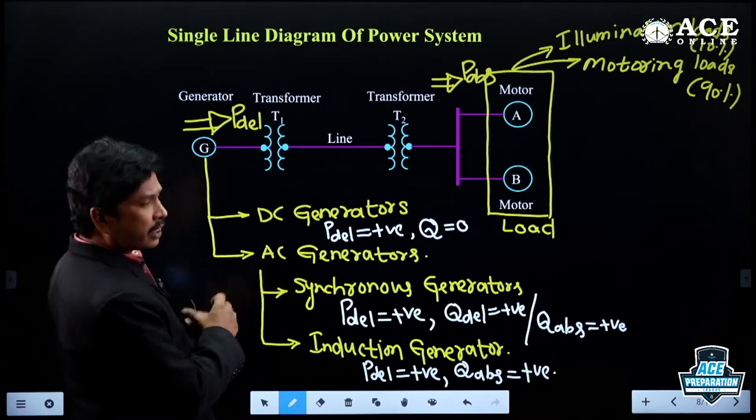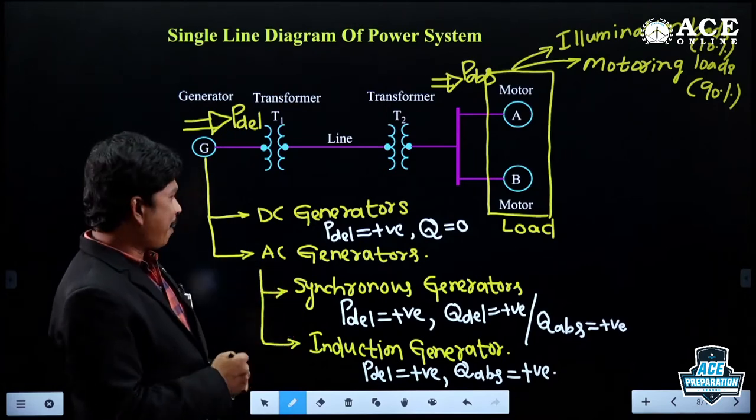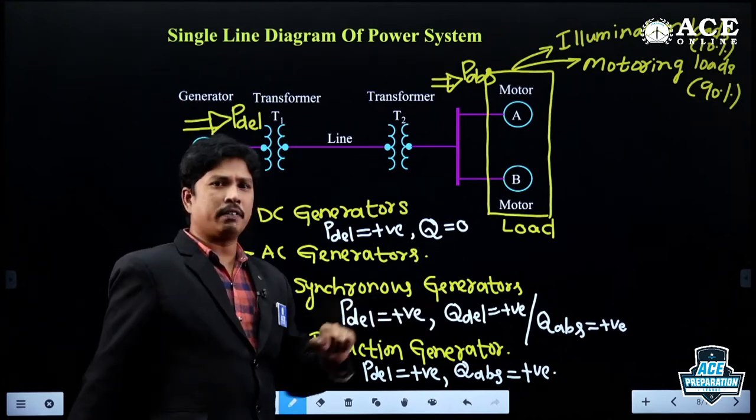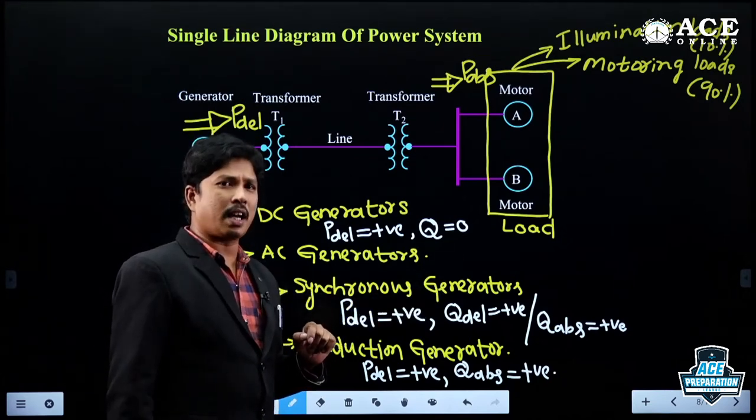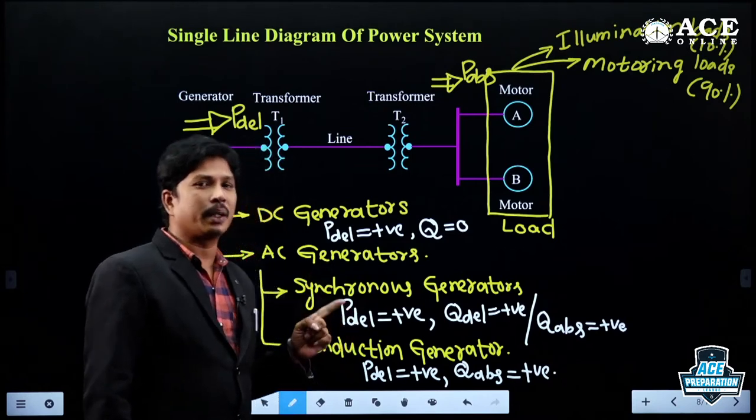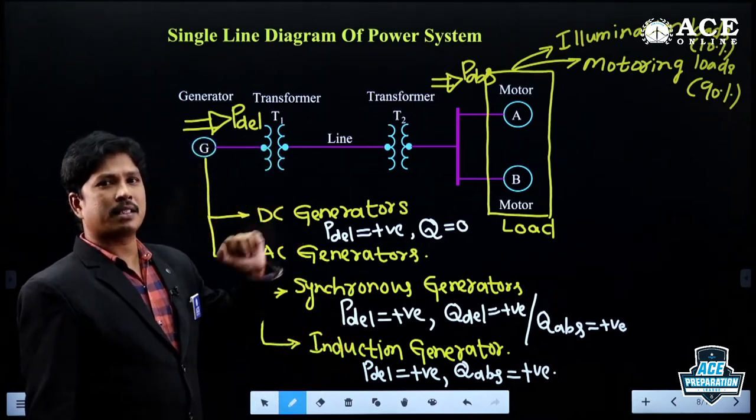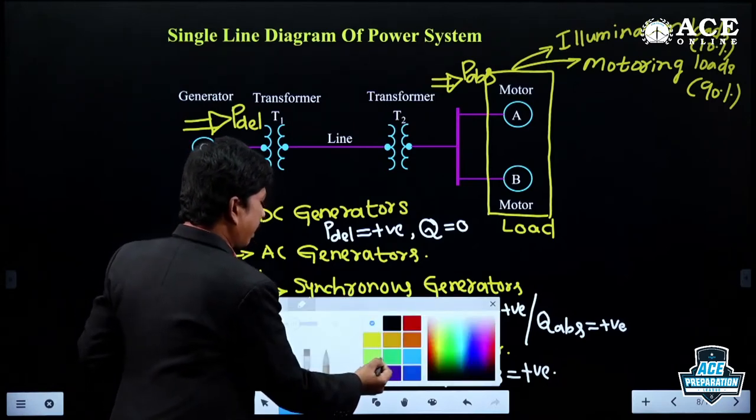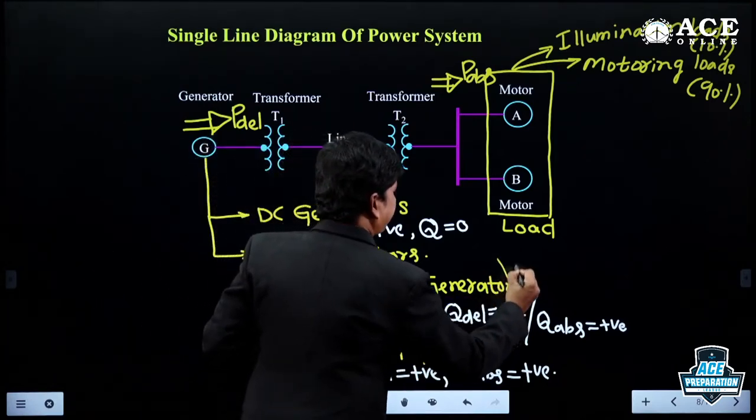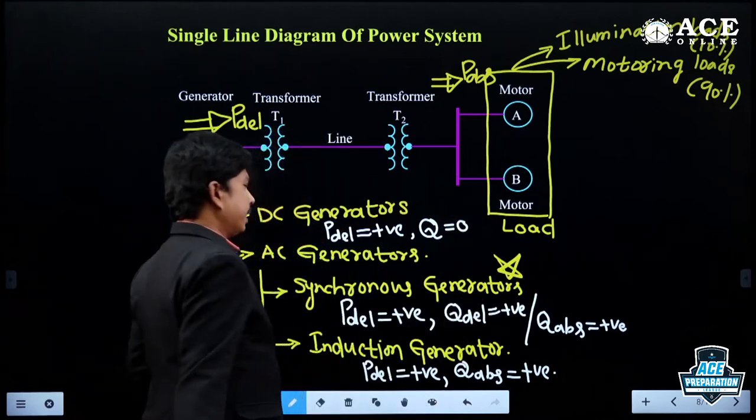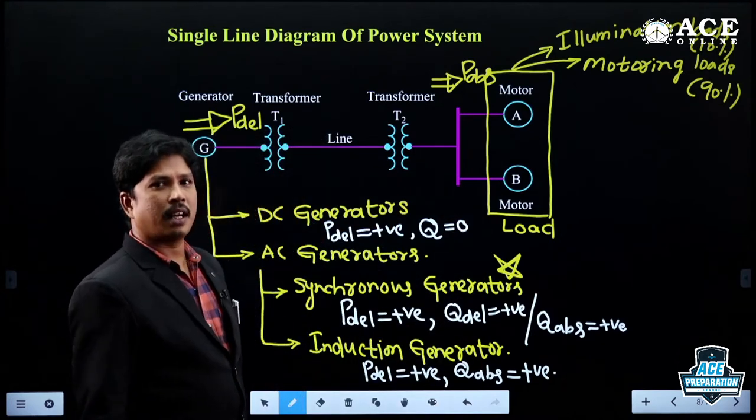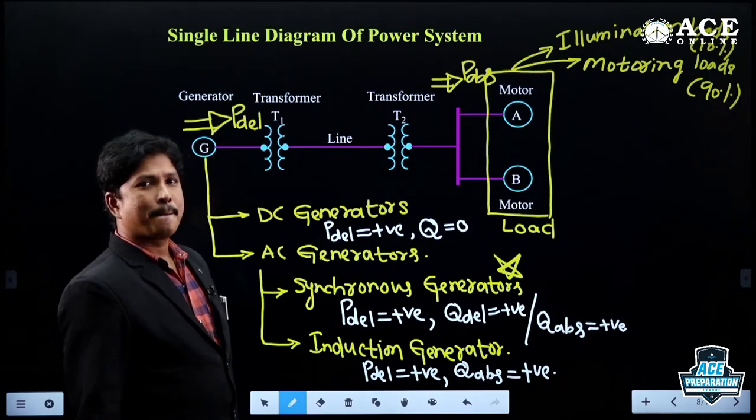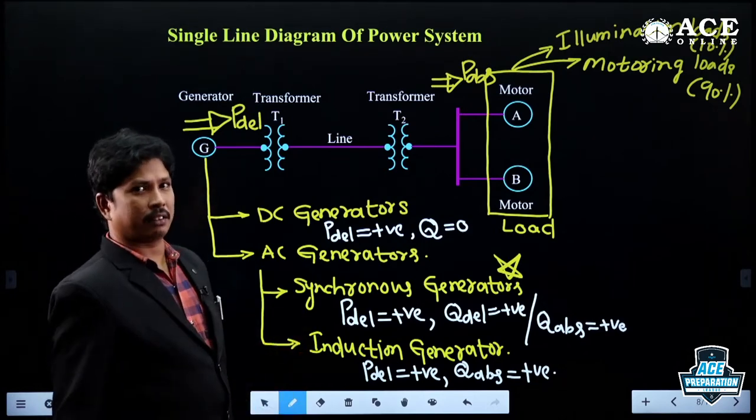Now, so these are the generators. So from this discussion, I'm giving a star rating for the synchronous generator. Why can we give a star rating? It is the best generator in the universe. Therefore, I'm giving a star rating for the synchronous generator. Is it clear, everyone? So that is the discussion on generators.